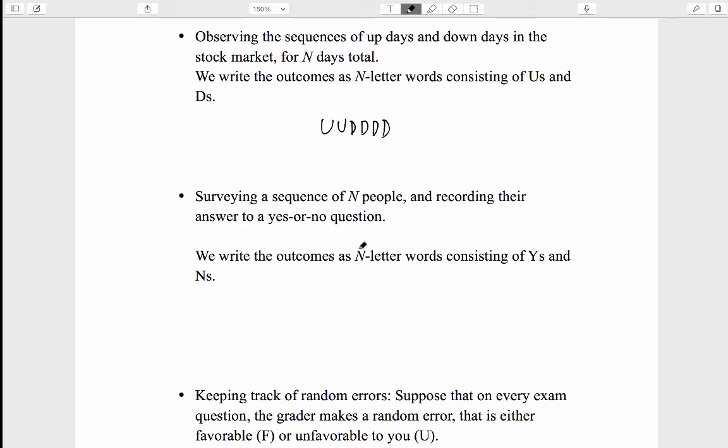Another survey example is a bit less ambiguous than the previous one. Now we're talking about surveying n people and recording their answers to a yes or no question. We're assuming that they all actually give an answer instead of just walking past the surveyor, but we're going to assume that everyone does give an answer. And since it's built in that there are only 2 answers, this is a job for writing outcomes as words consisting of just 2 possible letters, Y's and N's.